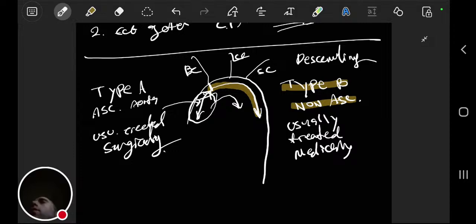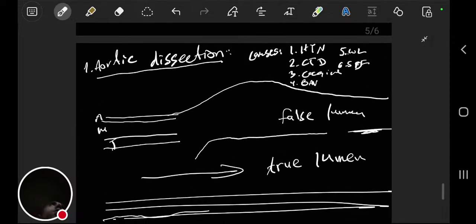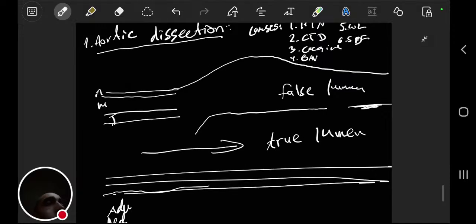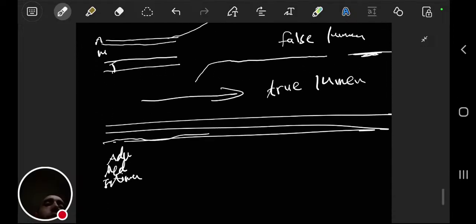Usually this is treated surgically. So when I'm talking about aortic dissection, and this is important, where is the aortic dissection? The ascending aorta, descending aorta. We have the causes or the risk factors: hypertension, connective tissue disease, atherosclerosis, bicuspid aortic valve, cocaine, or weightlifting.